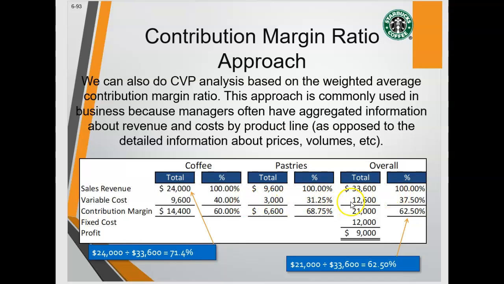We have the total overall variable costs from these coffee and pastry sales. Here's my fixed costs. So here's the profit. The contribution margin is 62.5%. For every dollar of sales that I have in this location, I am delivering 62.5 cents of contribution margin to cover the fixed cost and deliver a profit.